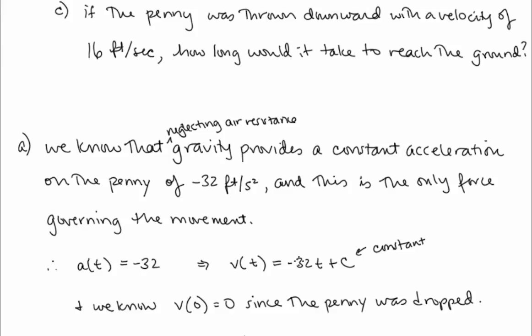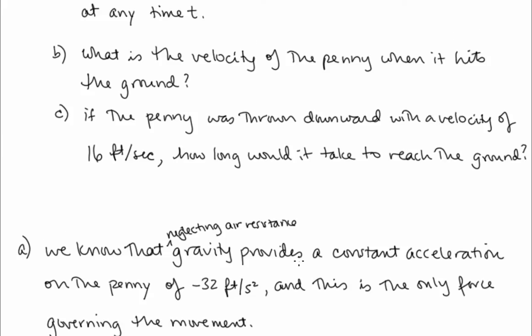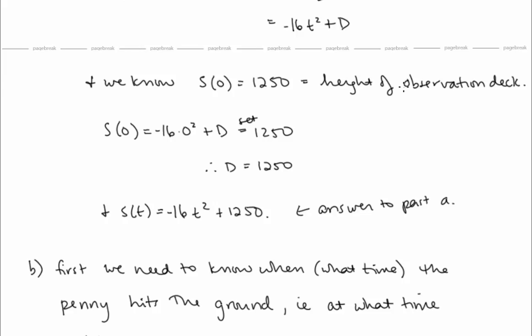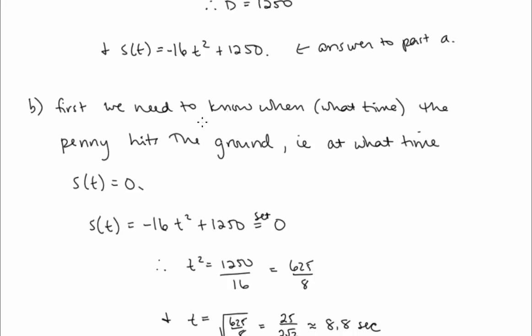Now in part B, we're asked what is the velocity of the penny when it hits the ground. So the first thing we have to do is find the time, the t value for when it hits the ground, and then plug that into our velocity function. So how can we find the time value when the penny hits the ground? Well, what's the height when the penny hits the ground? The height is going to be 0. So we set s of t equal to 0, and we solve for t.